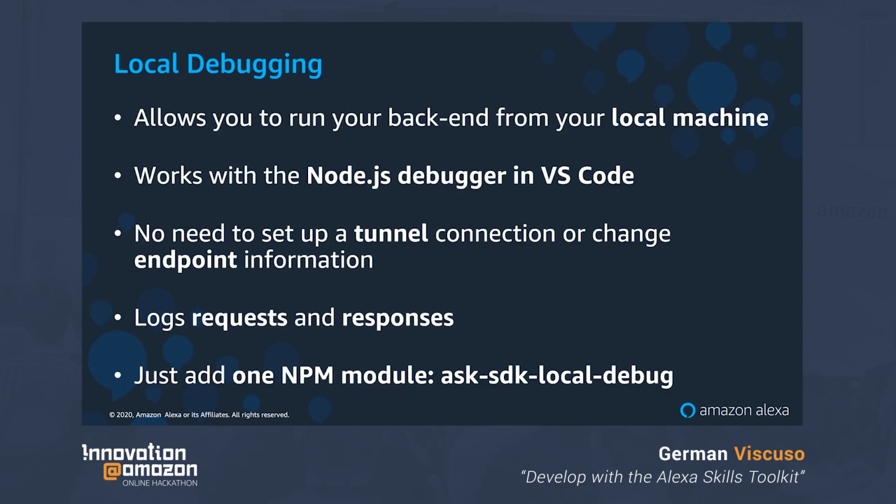So let's cover the last topic and one of the most powerful features of the toolkit, local debugging. Local debugging comes with multiple advantages, with the top one being that you can set breakpoints and use the native debugger in VS Code. And unlike previous solutions, you don't have to set up anything on your side to channel the connection to your machine. No tunnels needed and no endpoint changes needed. It all comes down to adding one extra npm module to your project.